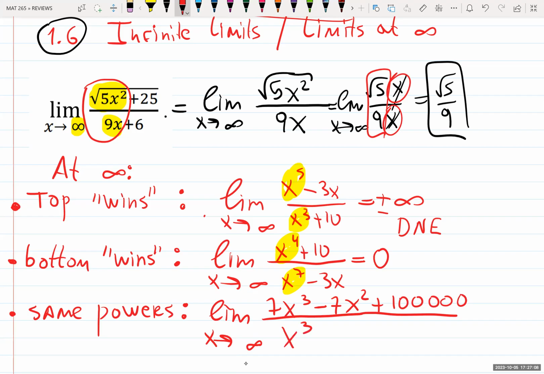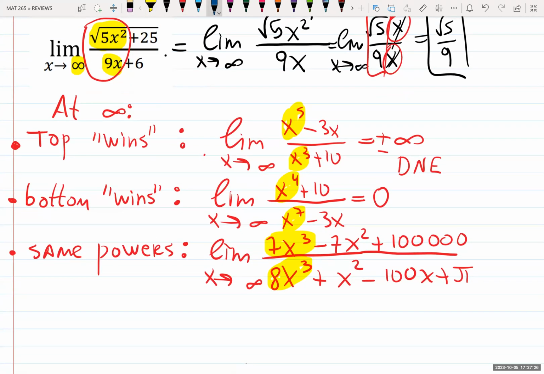8x cubed plus x squared minus 10 minus 100x plus pi. Again, they follow the leader. It doesn't matter at infinity what the tails are. They cannot compete with the leader. So you just find the leader. If the speeds are the same, the answer will be 1.